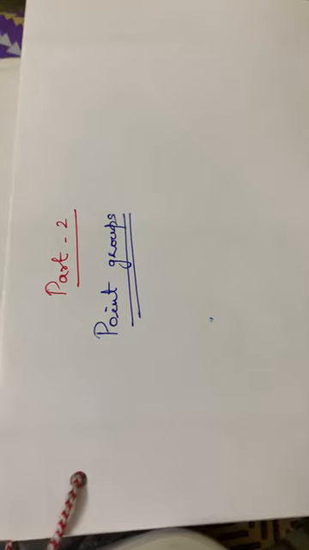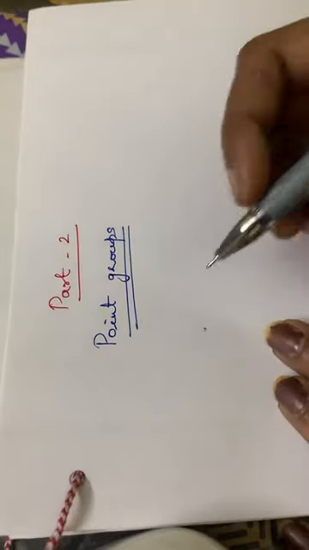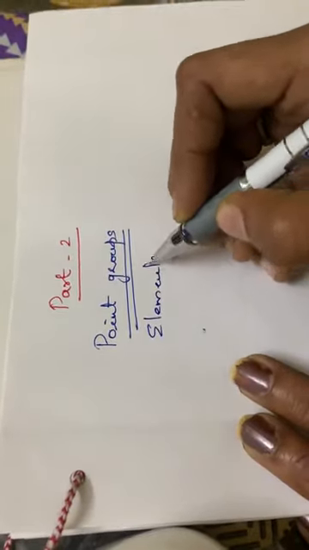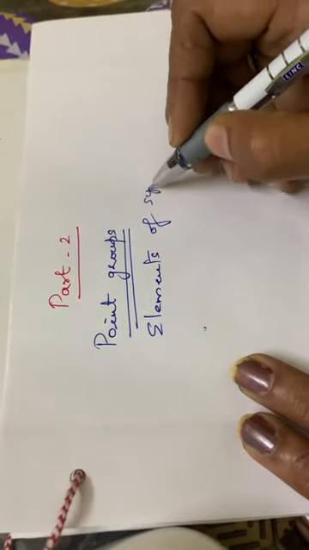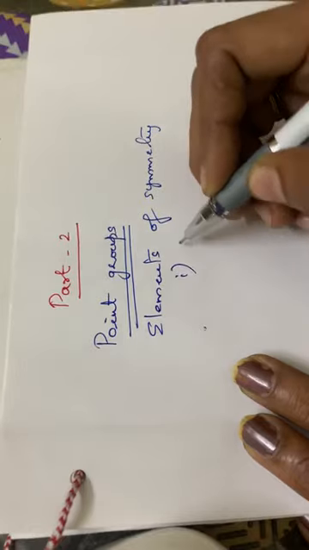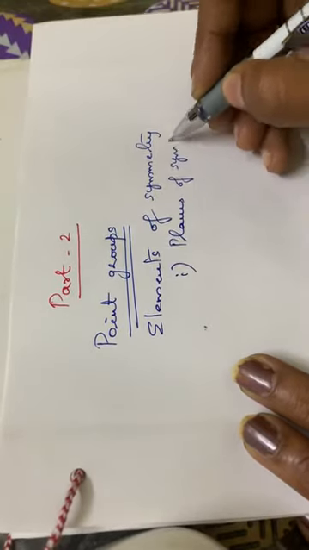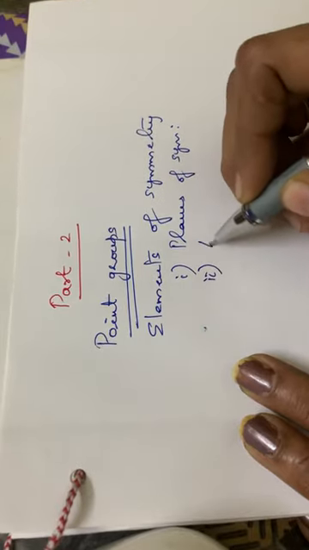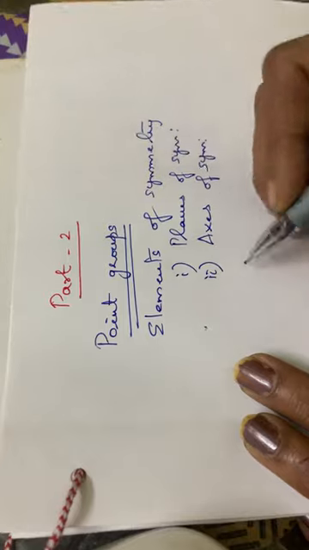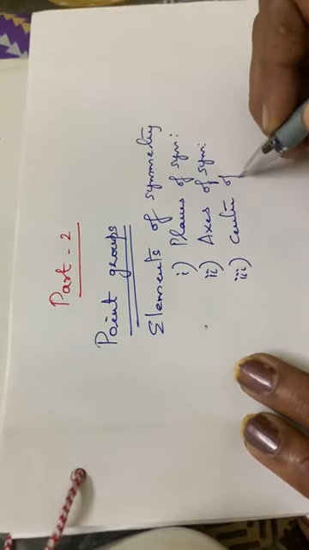Point groups here means the elements of symmetry of a crystal. We have seen some of the elements of symmetry. What are the elements of symmetry for a crystal? We have planes of symmetry. The second one is the axis of symmetry, or axes of symmetry for plural. The third one is the center of symmetry.